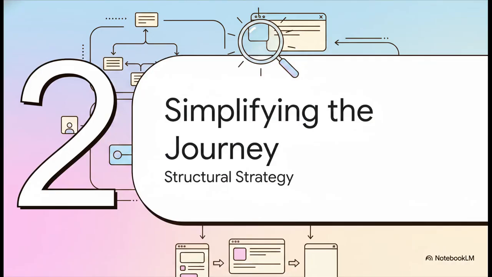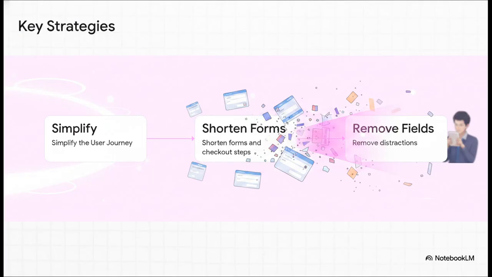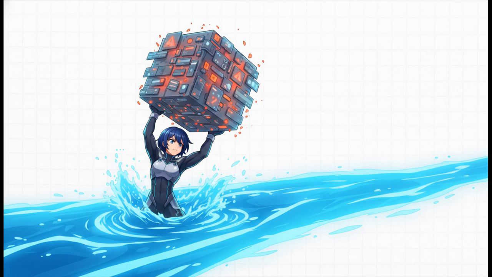Section 2, Simplifying the Journey. The text gives us a very specific, actionable sequence here. Step 1, simplify the user journey. Step 2, shorten forms and checkout steps. Step 3, remove unnecessary fields or distractions. Just think about the profound impact of those 3 steps for a second. They represent a complete, systematic teardown of anything that doesn't directly serve the ultimate purpose of getting the user to the finish line. It requires you to look at your forms and your checkout pages with a ruthless, highly critical eye.